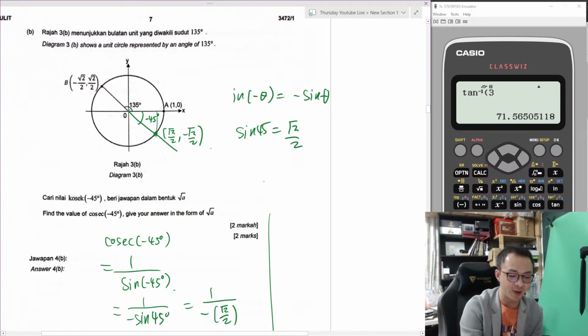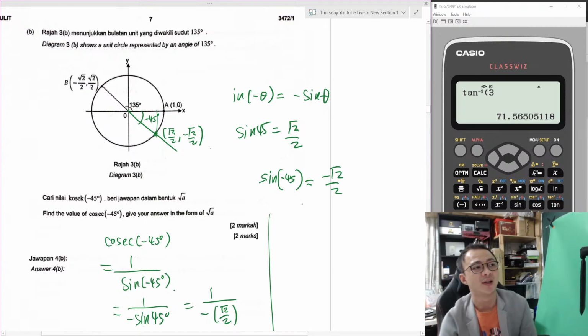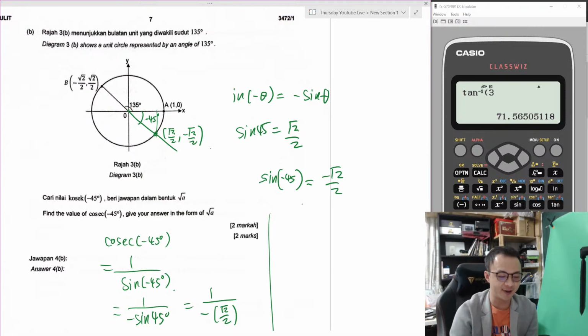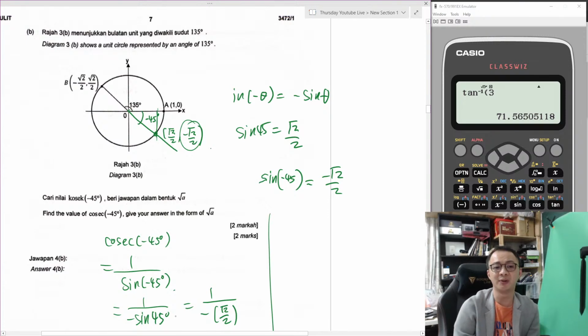So you can straight away get sine negative 45 is still negative root 2 over 2 over 1, which is the same answer. So eventually you do 1 over it, you still get the same result also. Yeah, that depends on which method you find easier to understand. Because this one, your opposite is basically your y value, isn't it? Which is negative root 2 over 2.